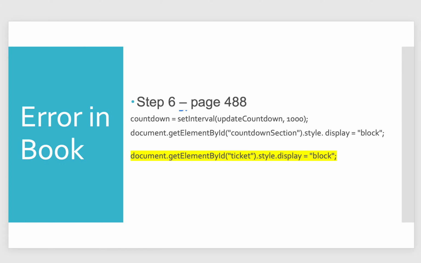Okay, there are some errors in this textbook. So when you start working on this section, please refer back to this video so you can correct these. On page 488, step 6, it only lists these 2 lines of code, but you need this line of code that's highlighted in order for your countdown timer to display. So make sure that you add this just after the 2 lines of code that you add under step 6 on page 488.